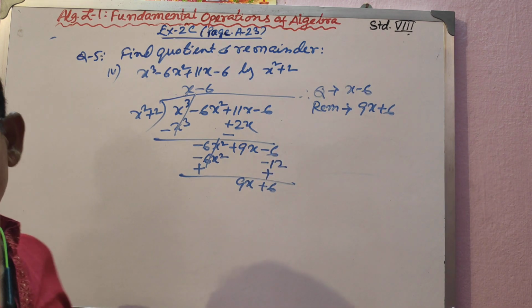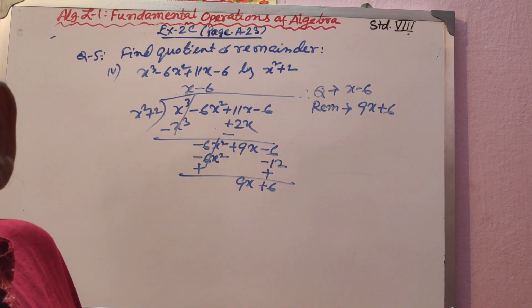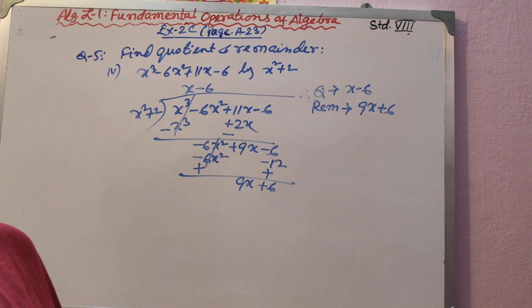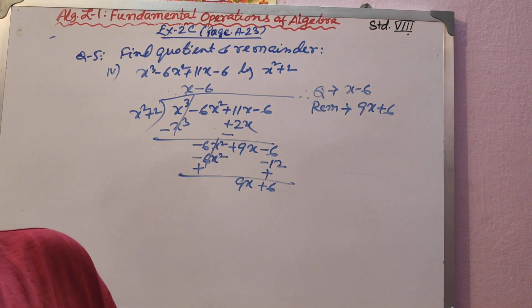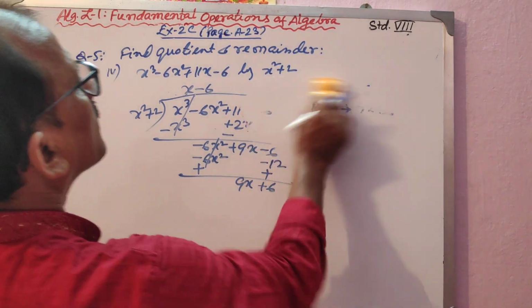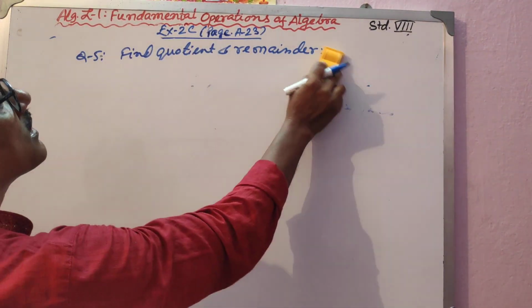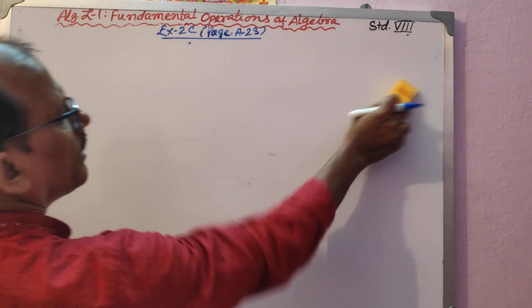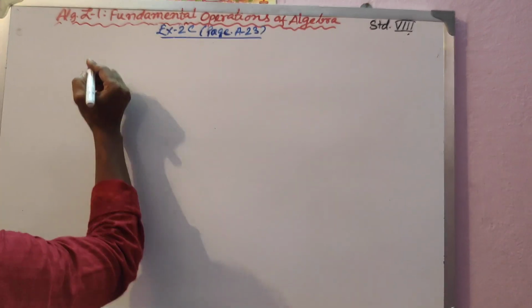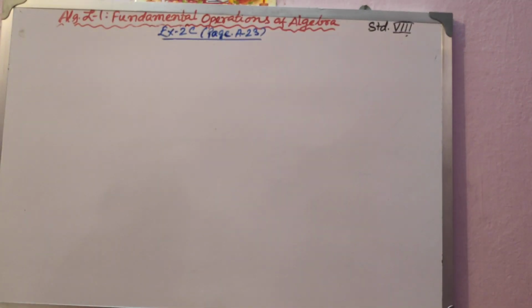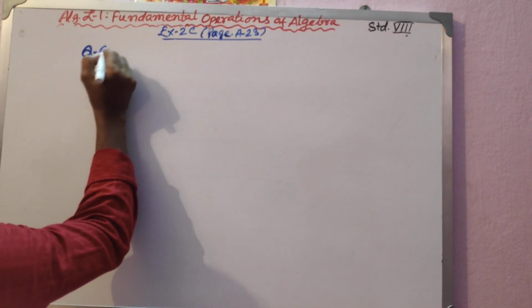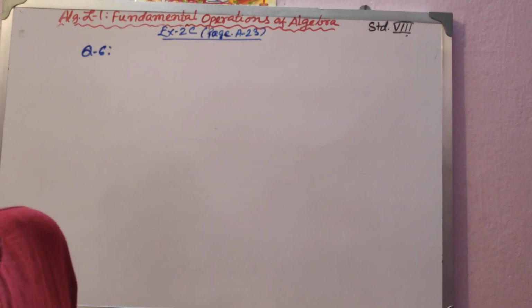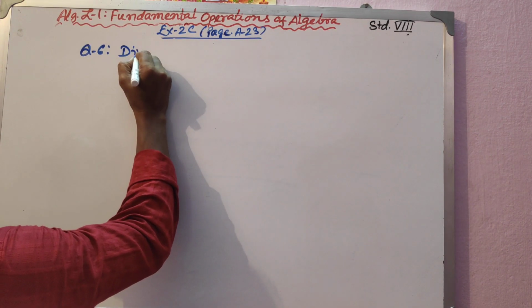Check the answer. Question number 5, fourth one, you will find the correct answer. Question number 5, fourth one, x minus 6 is the quotient and 9x plus 6 is the remainder. Okay, now can you verify once again the sum, and one more division let us do and verify. See question number 6. We will do question number 6. Question number 6 is telling you to divide and check the answer.